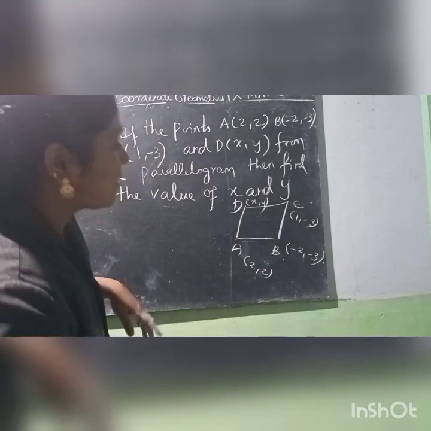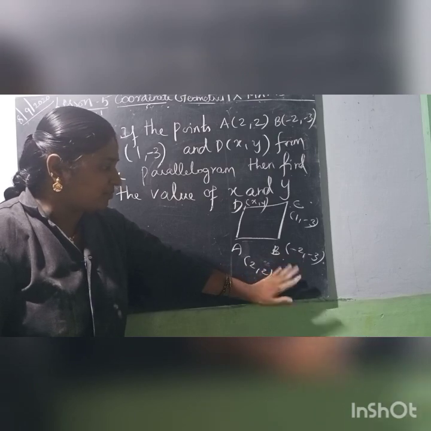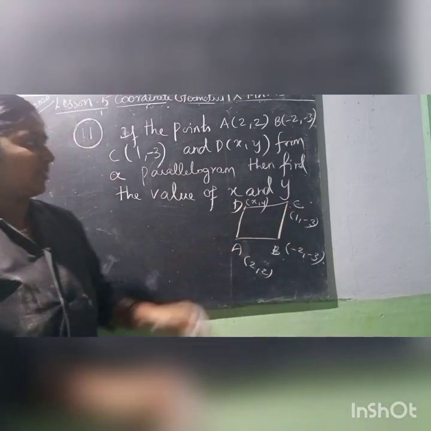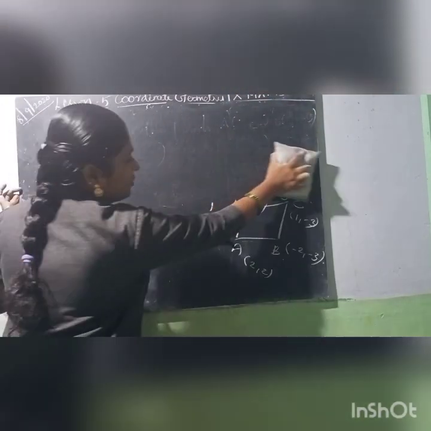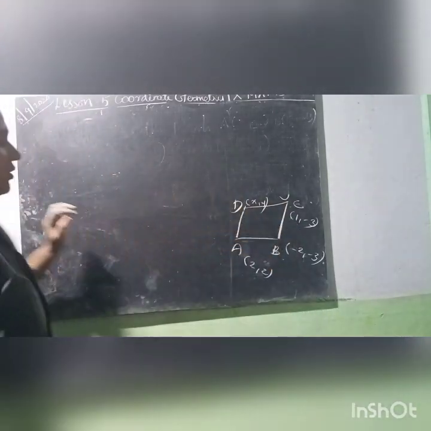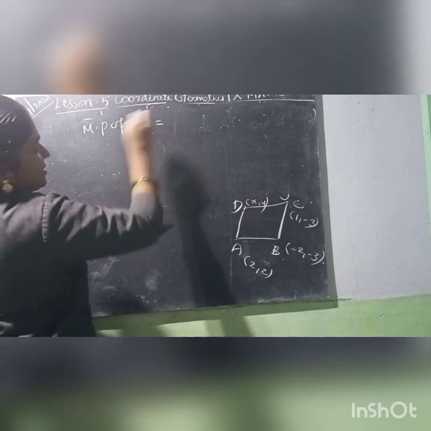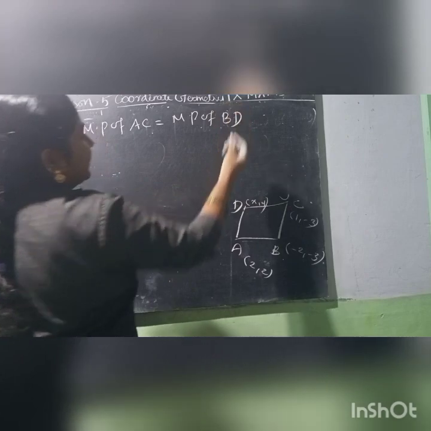We know that the diagonal midpoints are equal. In a parallelogram, the midpoint of AC equals the midpoint of BD. We can use this concept. Midpoint of AC equals midpoint of BD.